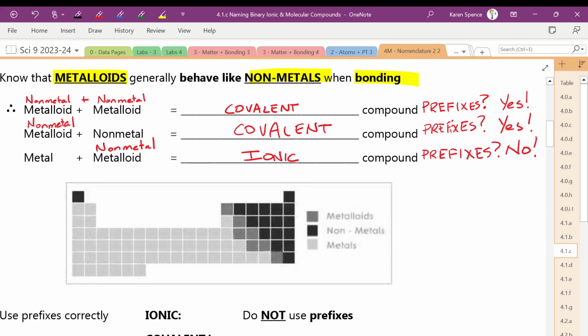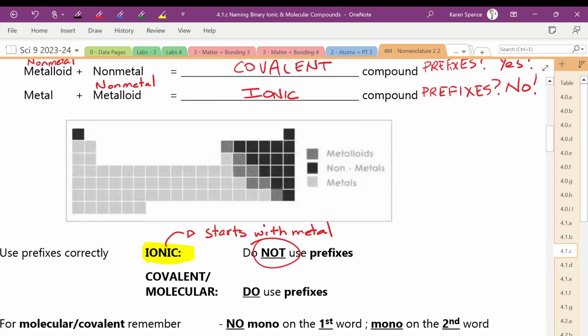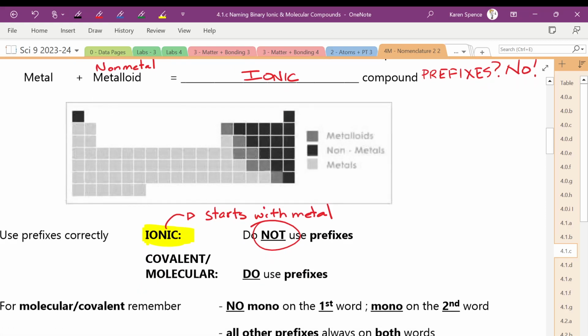So even though we've done this, we're going to reiterate it. What's the fastest way to tell if something is ionic? It starts with a metal. And if it starts with a metal, do you use prefixes? No. If it's covalent, it will not start with a metal. It'll start with a nonmetal, and you're going to use prefixes.